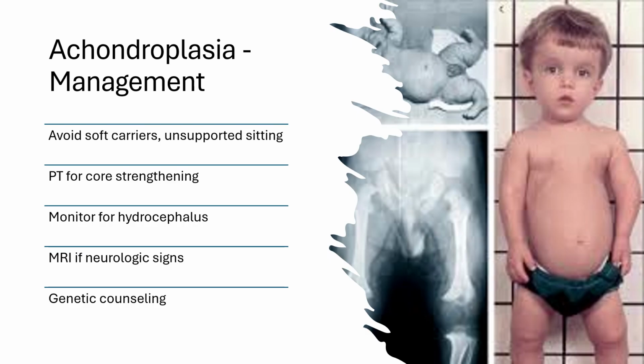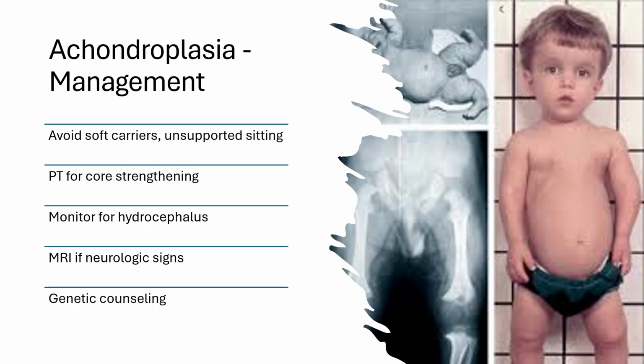Hydrocephalus monitoring requires systematic assessment because the condition can develop insidiously, with subtle changes in head growth or neurological function providing the only early warning signs. This monitoring involves not just measuring head circumference, but also observing for changes in feeding, sleep patterns, irritability, or developmental progress that might indicate increasing intracranial pressure.